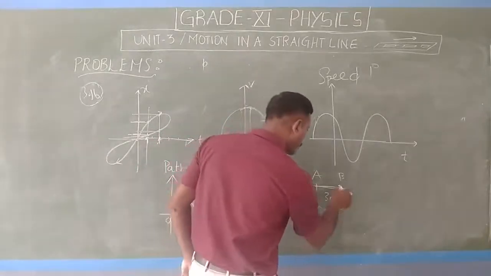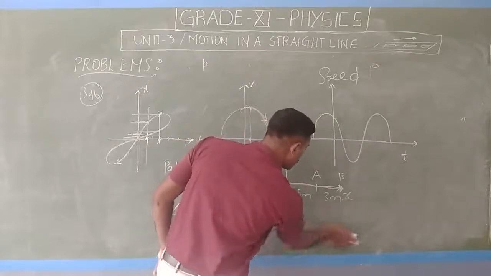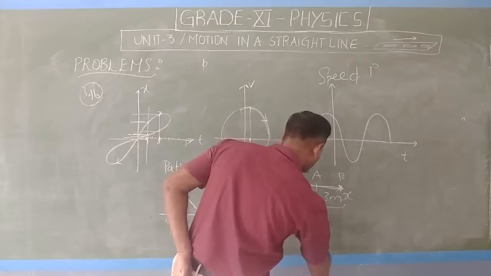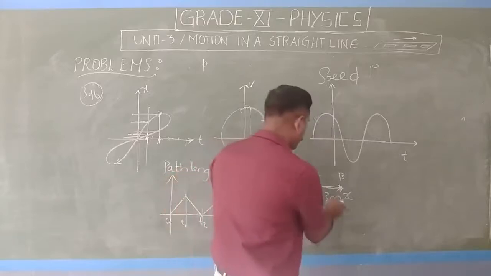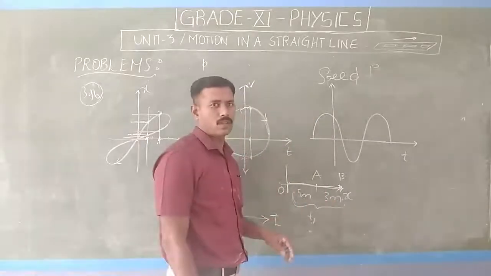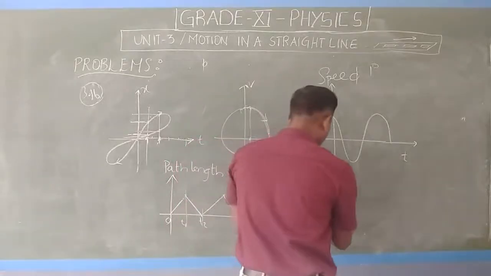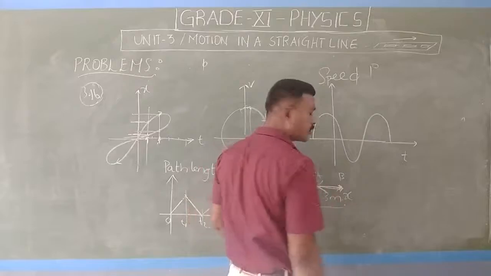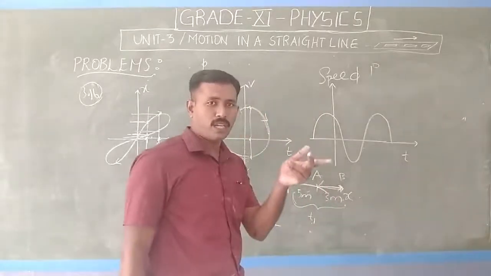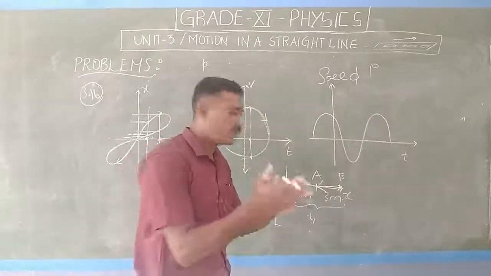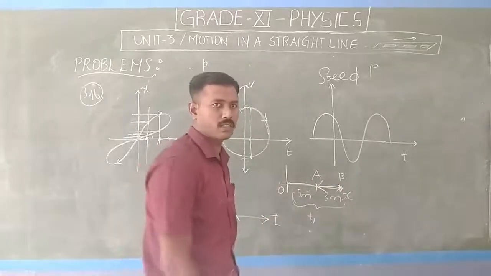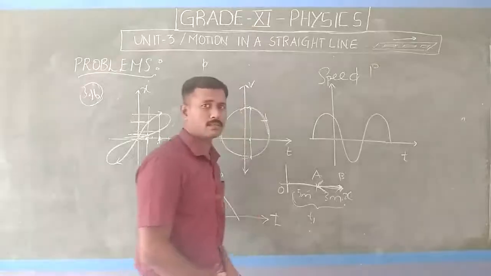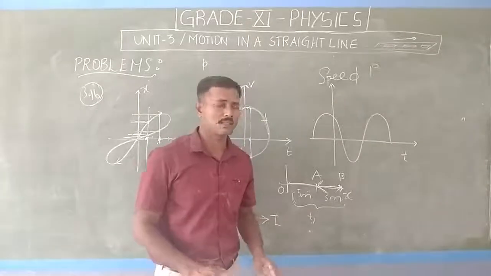And during T2 the time travel is alright. The time travel is T1. For T1 I am traveling 8 meters. Then for T2 I am traveling 3 meters in reverse direction. During T2 seconds I am traveling 3 meters in reverse direction. What is the total path length?